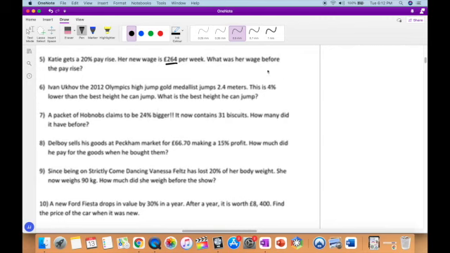Right, because her wage before, thank you very much, that was Soraya. What she's saying is Katie gets a 20% pay rise, so her new wage is this. This is her new wage. So this is with the increase of 20%. So that means that now she has a wage of 120%.